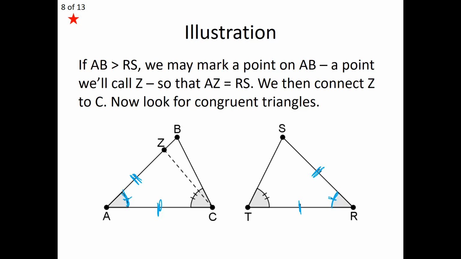Now do you see that we have a pair of congruent triangles? As it turns out, triangle ACZ is congruent to triangle RTS. So we have a pair of congruent triangles. Let me write that congruence statement down. Triangle ACZ is in fact congruent to triangle RTS, and that is by side-angle-side congruence.